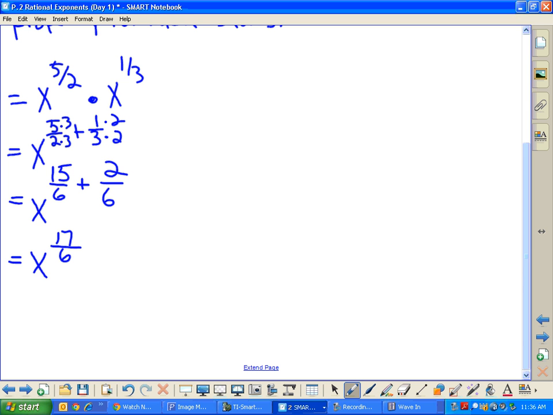But if I go back and look at the directions, it says write it as a simplified radical. So I have to use my ER rule again to convert this back into a radical. So E over R, the root in this case, is always the denominator of your fraction. So this is going to be the 6th root of x to the 17th. And then we ask ourselves, how many times does 6 go into 17? And that's twice. And then there would be 5 left over.